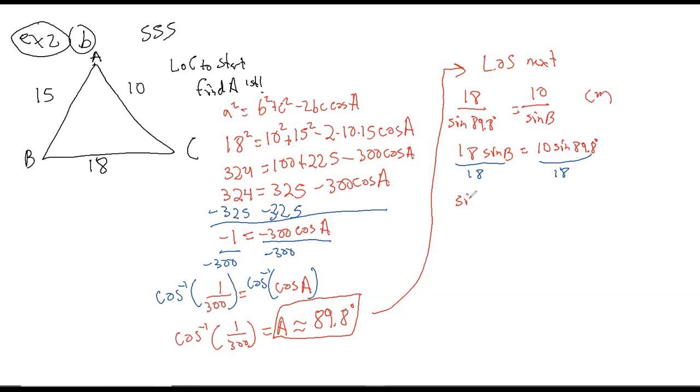which will give us the sine of B is equal to, and again, I'm not going to worry about the reduction because it's going in a calculator. Let me leave myself a little room. 10 sine of 89.8 degrees over 18. And since that says sine of B equals, and we want the B, we take the inverse sine of both sides.